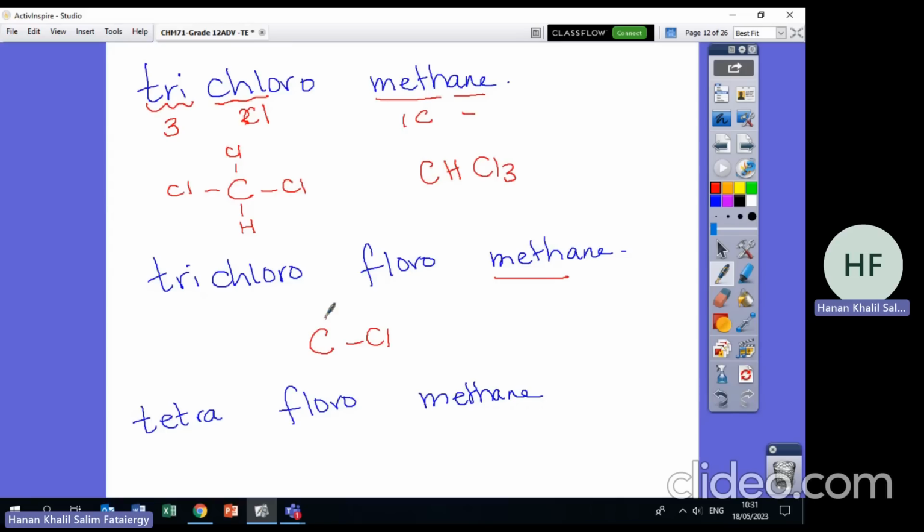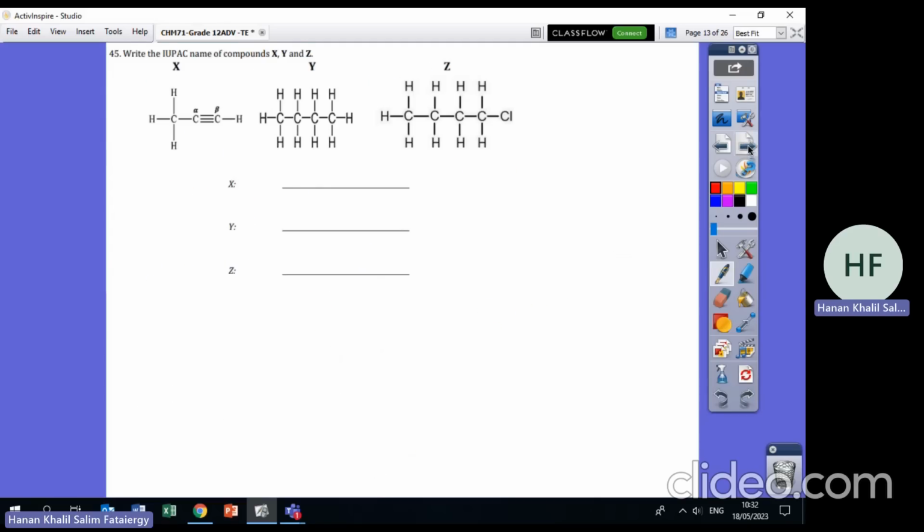Same thing, meth is 1 carbon. Trichloro is 3 Cl, 1, 2, 3. And fluoro means 1 F. Does it need H's? No need, because it already has 4 bonds. So what is the formula? CCl3F. Now tetrafluoromethane, methane is 1 carbon. Tetra means 4. Fluoro means F. 1, 2, 3, 4. Okay. Does it need H's? No, because it already has 4 bonds, so I will say this is CF4. Okay.